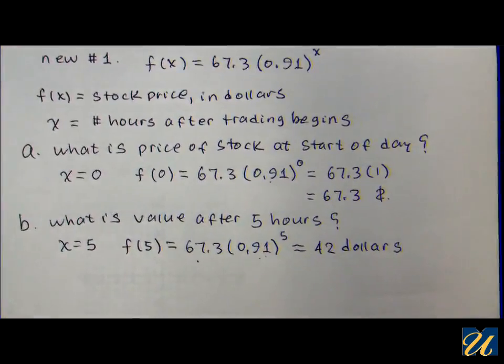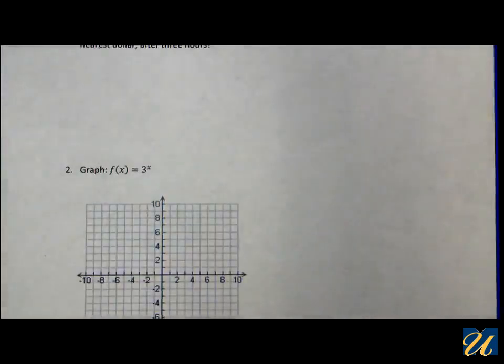I mention the order of operations because if you multiply these two numbers together first and then raise to the power, you will not get 42. What you'll have there is the incorrect answer. So that's a variation of problem number 1.